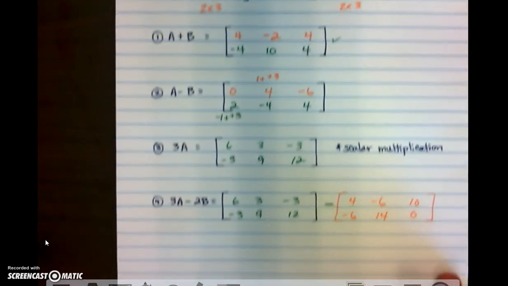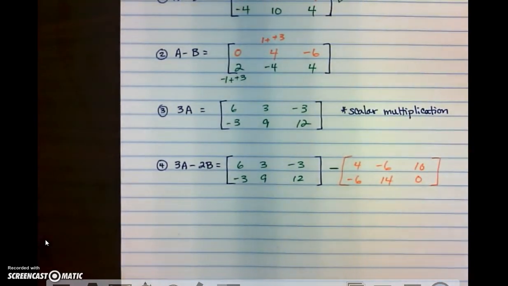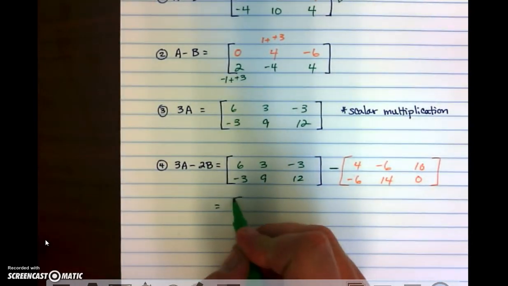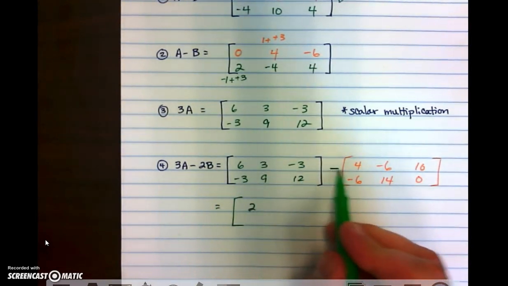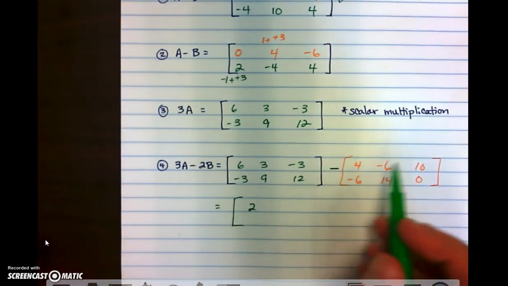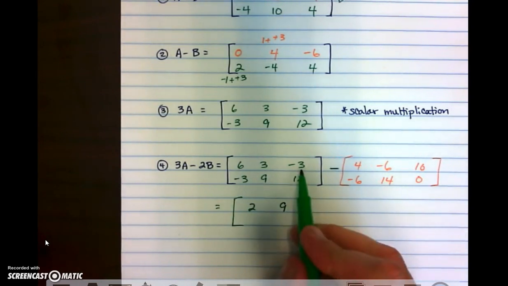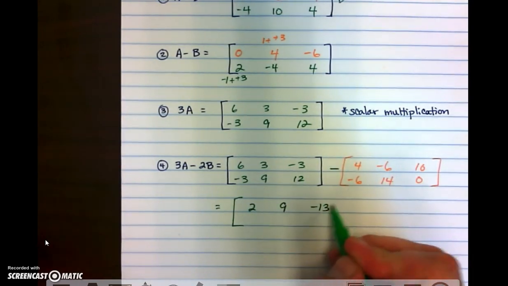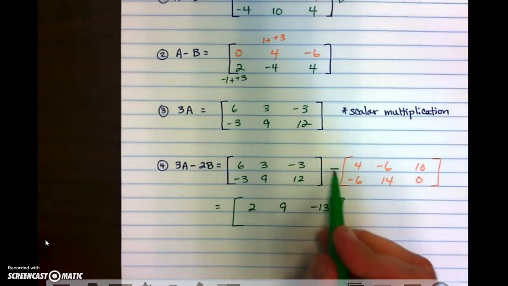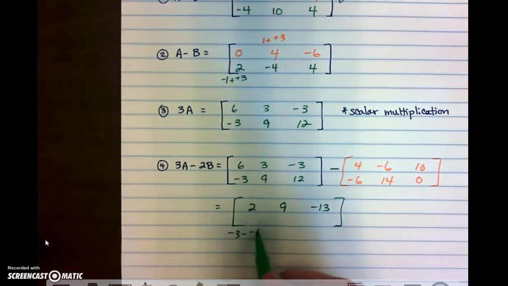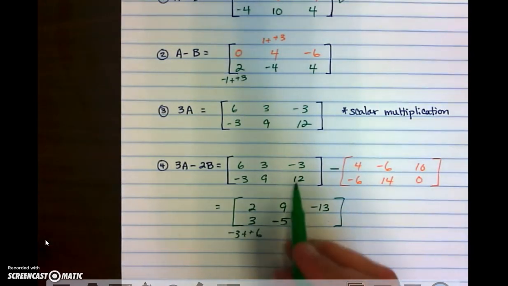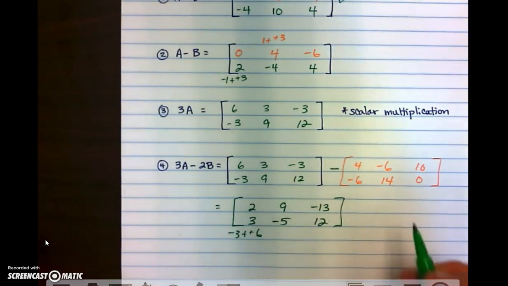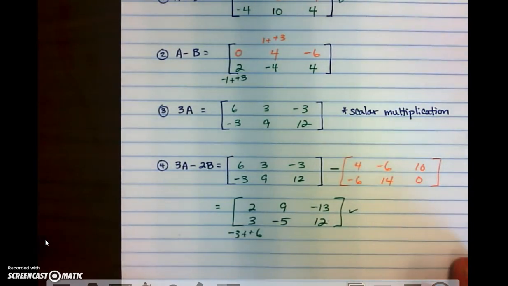And now I'm going to do my subtraction problem. So when I do that, my final answer here comes out to be 6 minus 4, which is 2, 3 minus a negative 6, so that's going to become 3 plus 6, which is 9, negative 3 minus 10 is negative 13, and then negative 3 minus a negative 6, again, that becomes a positive, so that is 3, 9 minus 14 is negative 5, and 12 minus 0 is 12. And that is my answer.